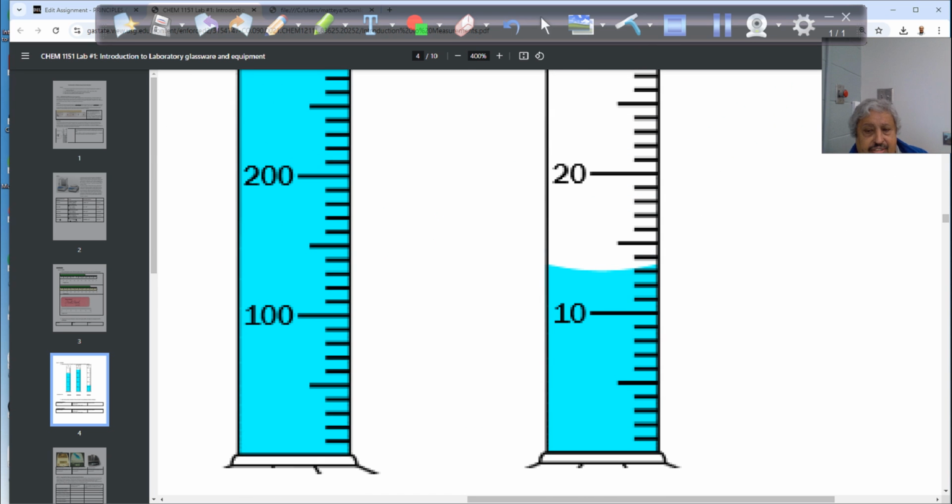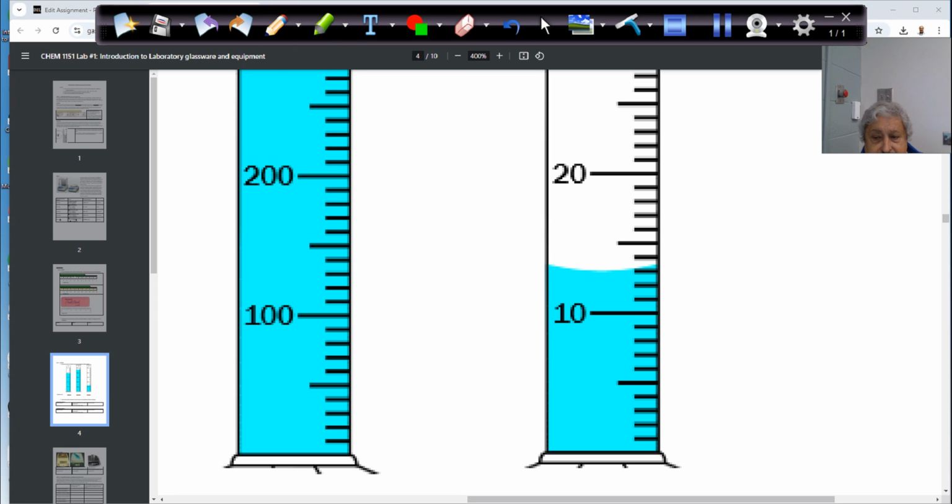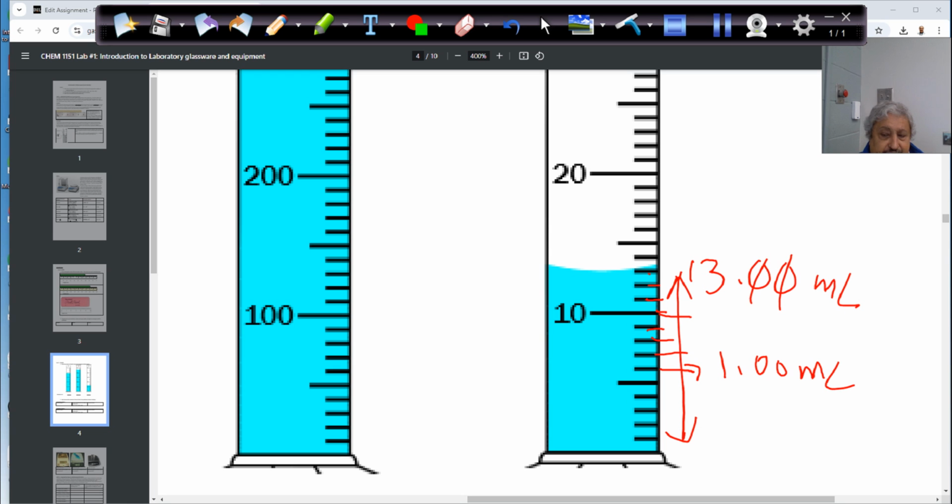This one is not a large amount. So we can say this is 10, correct? Each one is how much? 1.00 milliliter. Each subdivision is 1. This is 10, correct? 11, 12, 13. Looks to me 13.00 mLs. So the volume is 13 and each subdivision is worth 1 mL, correct?